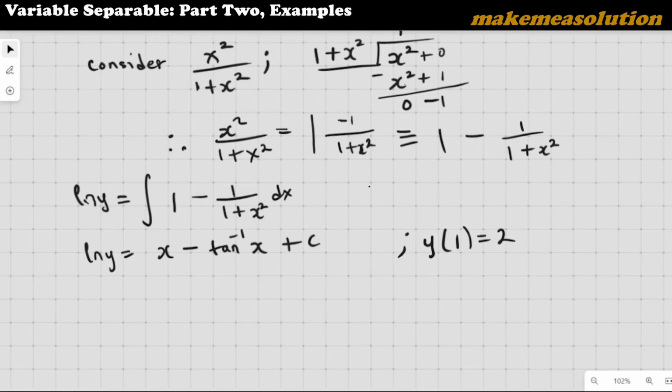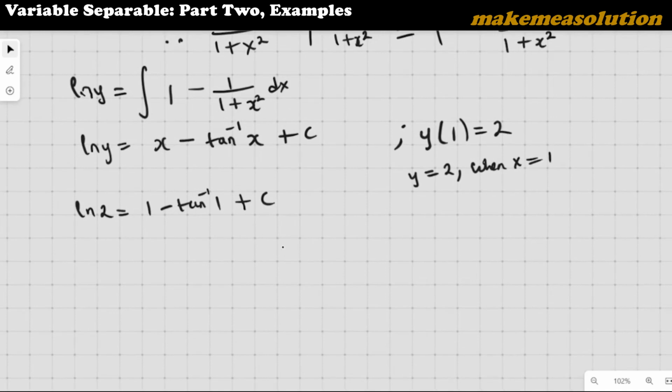So remember, this is an IVP, so we're given y of 1 equal to 2. If we are given this particular initial condition, y of 1 equal to 2, what are we going to do with it? It means that y is 2 when x is 1. So we have ln 2 is equal to 1 minus tan inverse of 1 plus my constant of integration, right?